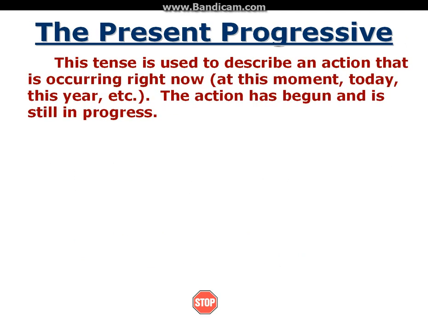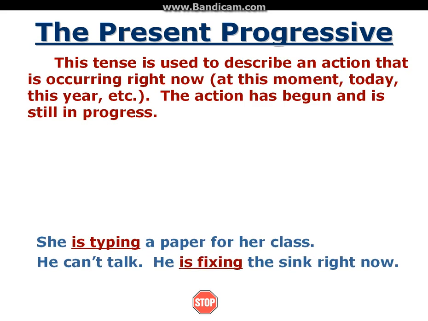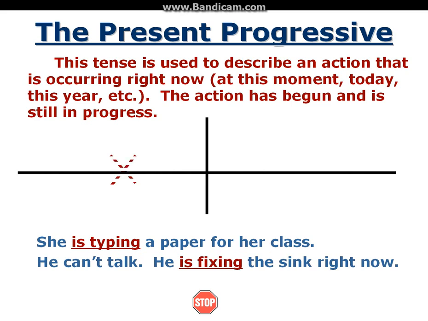The next is the present progressive tense. This tense is used to describe an action that is occurring right now, at this moment, today, this year, etc. The action has begun and is still in progress. For example, she is typing a paper for her class. He can't talk. He is fixing the sink right now.